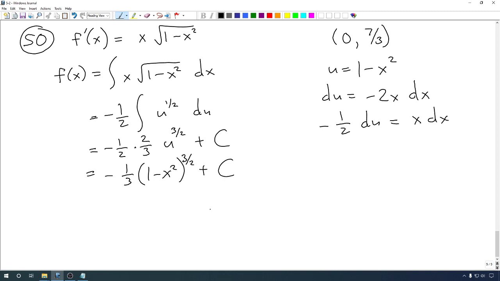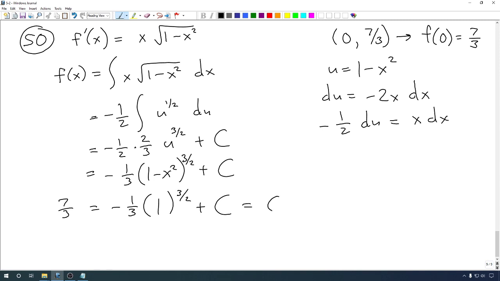Now, how do we find the plus c? Well, remember, we have to pass through the point 0, 7/3. This means that f of 0 equals 7/3. If I plug 0 into my function, I should get 7/3 out. So let's go ahead and plug in 0. That means on this side, f of 0 is 7/3. On this side, we saw the negative 1/3. We have a 1 minus 0, so a 1 to the 3/2 power. But of course, that just is a negative 1/3. And then we have plus c. In other words, we have c minus 1/3 is equal to 7/3.